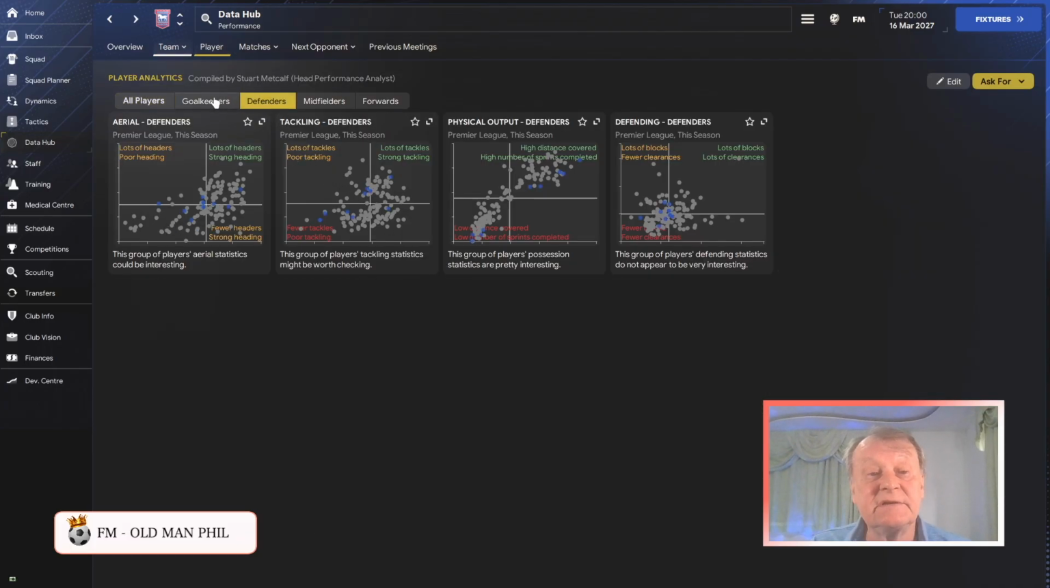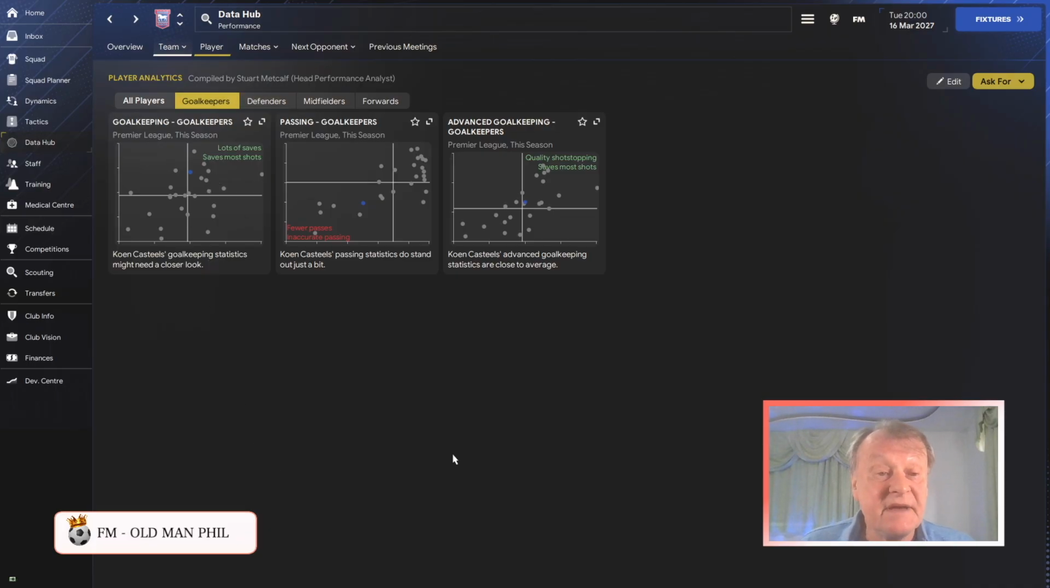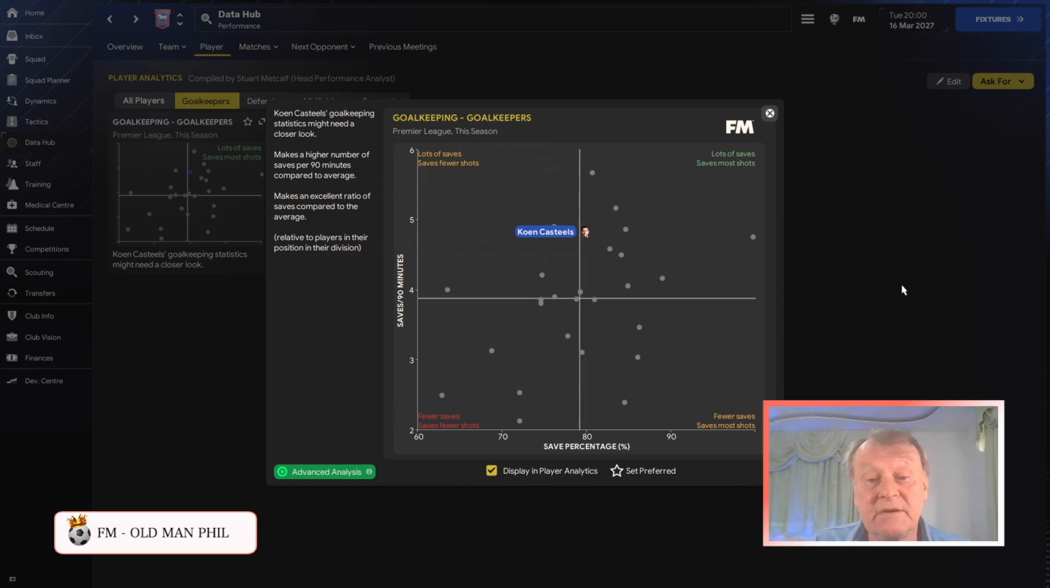We're going to look at the goalkeeper to begin with, and we're going to be looking at how our goalkeeper is performing. Well, he's performing quite well. He's making a higher number of saves per 90 minutes. His shot stopping is very, very good. And he makes an excellent ratio of saves compared to the average. So in terms of shot stopping, he's not doing a bad job.